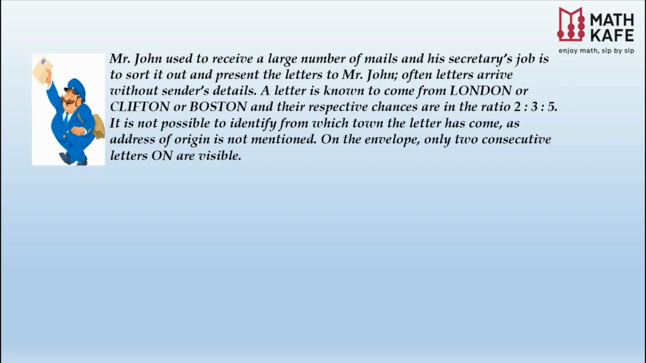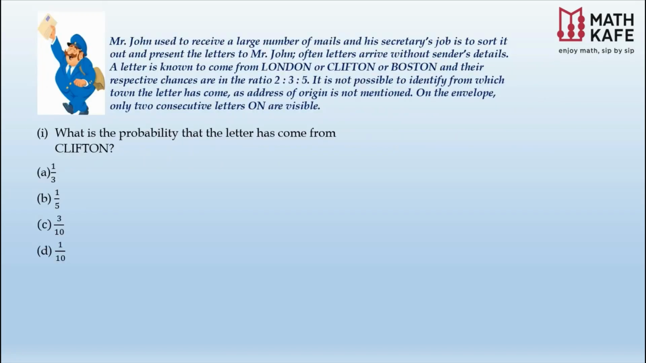The story part you can leave it. The question is just you have to understand this one only, coming from London, Clifton or Boston, and the ratios are 2:3:5. Let us see the first question. What is the probability that the letter has come from Clifton? As you can see here, the ratios are 2:3:5, and we are looking for the condition it is from Clifton. This is 3 divided by 2 plus 3 plus 5, so it is 3 out of 10. That will be the answer for Clifton.